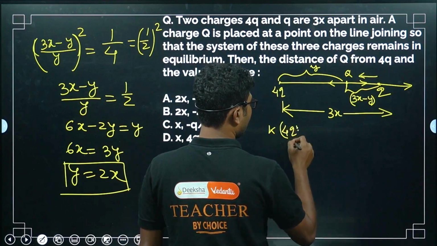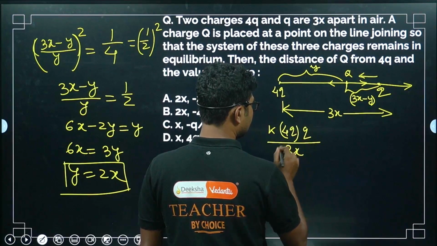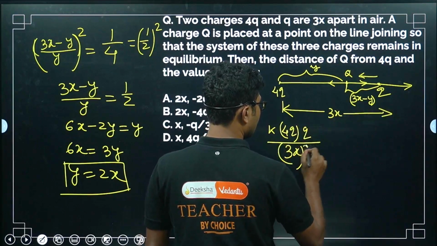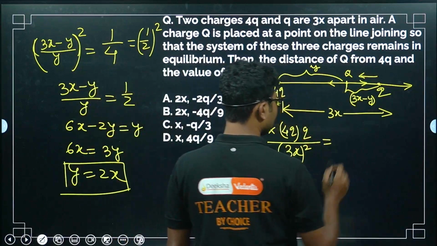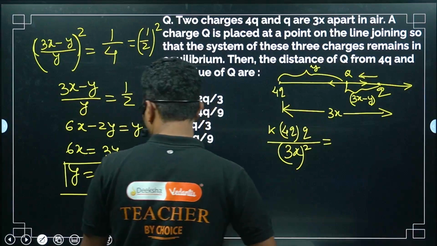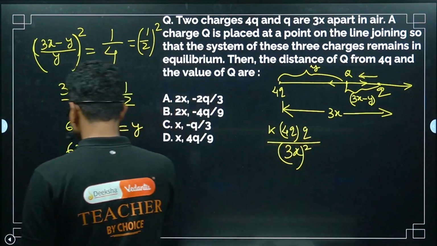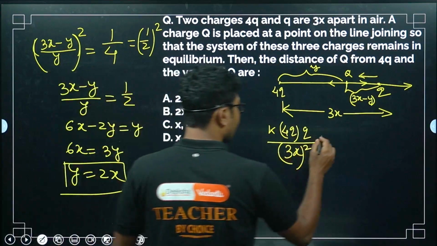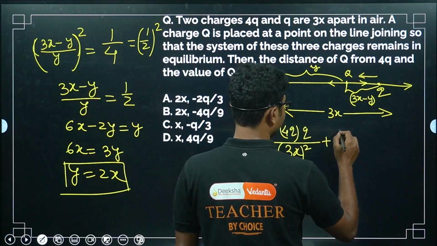4q times q divided by, now the distance in this case is total distance 3x, square, that is the repulsion force. Now what is the attraction force? Now here you have to remember that to get the exact answer, whether it is plus or minus, you have to use this symbol to get the sign as well.